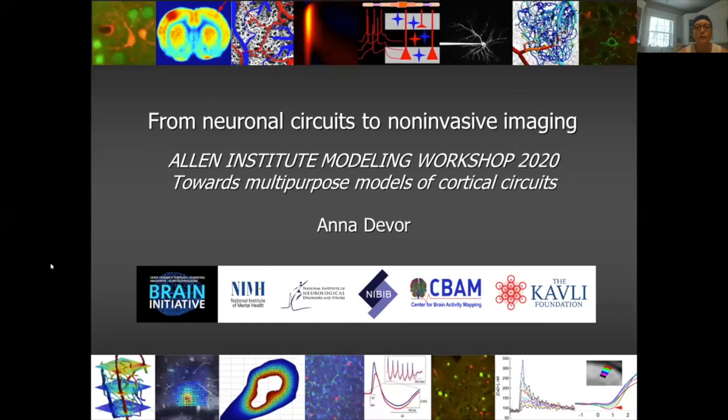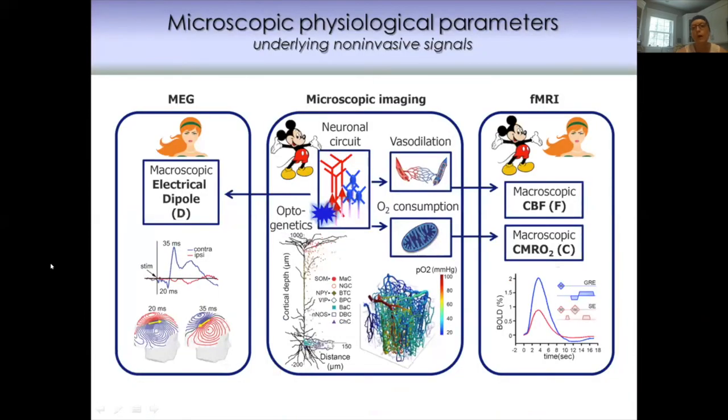In our lab, we're interested in the microscopic foundation of non-invasive imaging. This is what's illustrated in this slide in caricature form. Here are our neuronal circuits composed of neurons of different cell types. These neurons drive vasodilation or vasoconstriction, and in parallel, they drive oxygen consumption. These are microscopic processes that on the macroscopic level, we can detect with functional MRI because of their contribution to macroscopic cerebral blood flow and macroscopic oxygen metabolism.